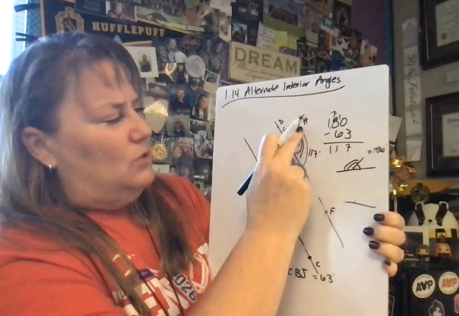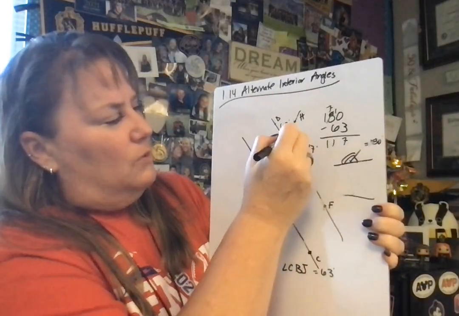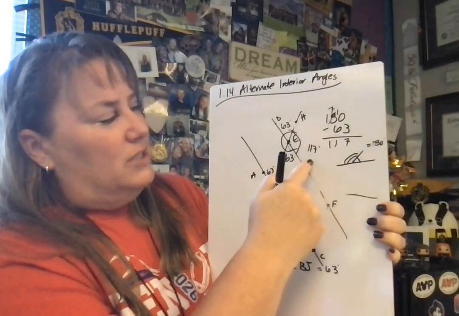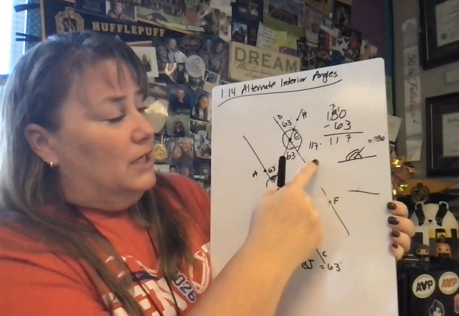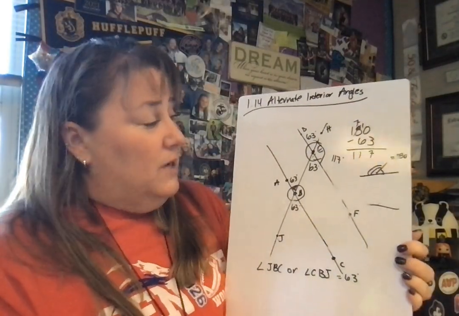It's kind of messy, so I'll erase that part right there. So this angle is 117 degrees. So HEF or FEH is 117 degrees. So now go find the other ones.